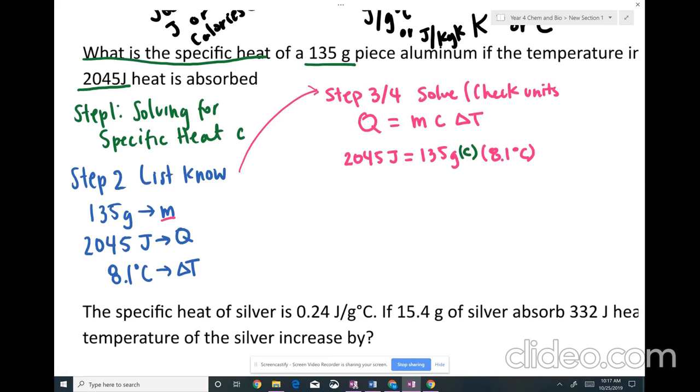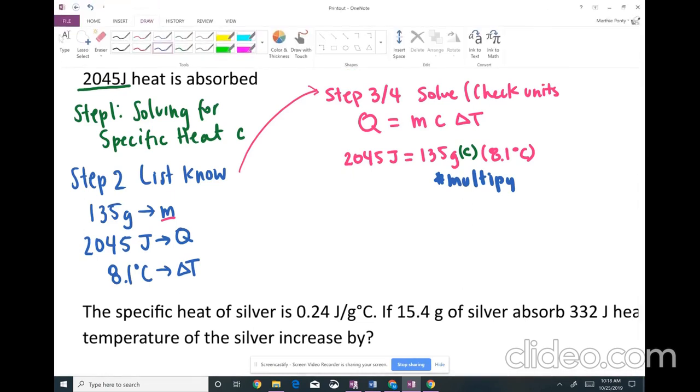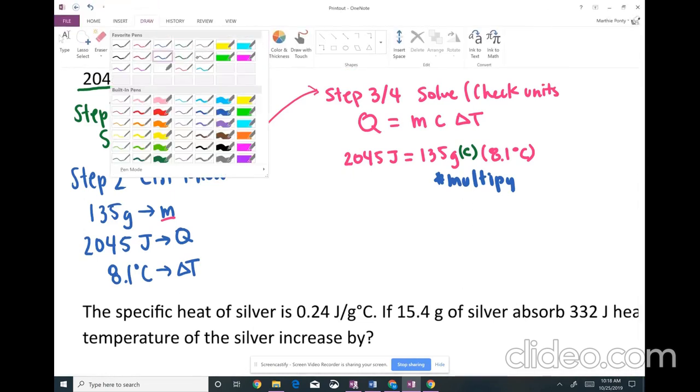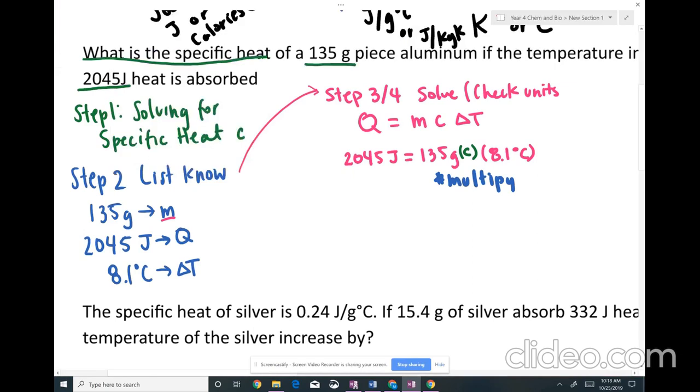So on my right side, what I'm going to do is multiply. When I multiply this, I go 135 times 8.1. And if I do that, let me switch my pen back, I get 1093.5. I'm also not going to drop any of my units.